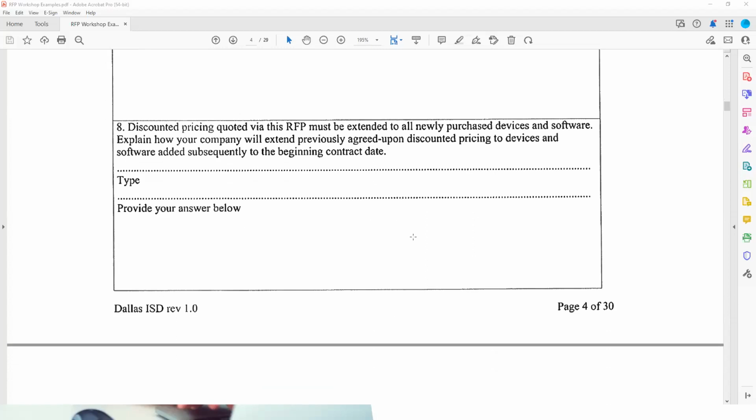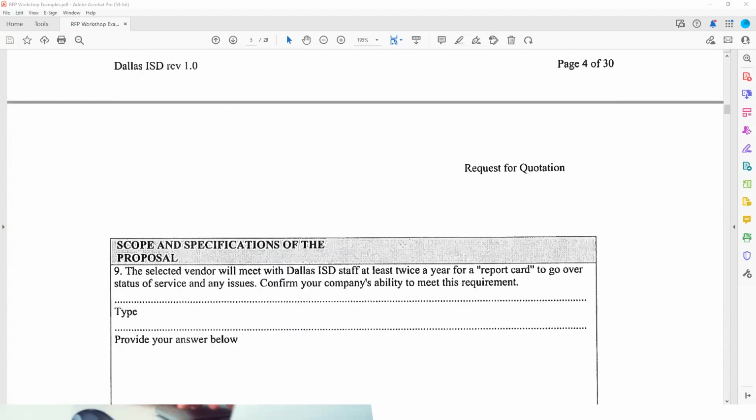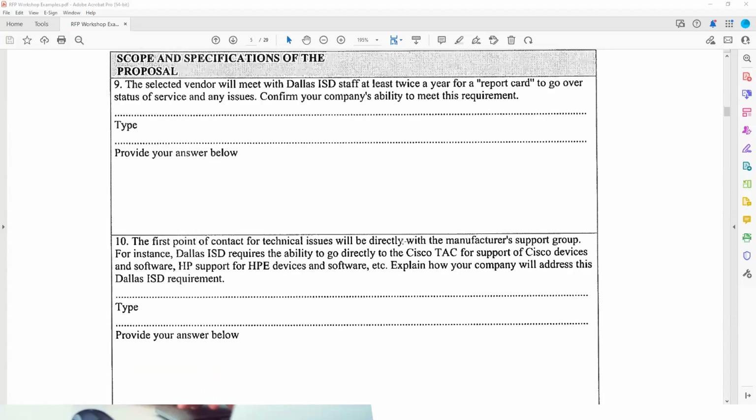So number 8 is talking about the discounted pricing. So we're not going to go into that because it's very specific, and explain how your company will extend previously agreed upon discounted price. Number 9, the selected vendor will meet with Dallas ISD staff at least twice a year for a report card to go over status.